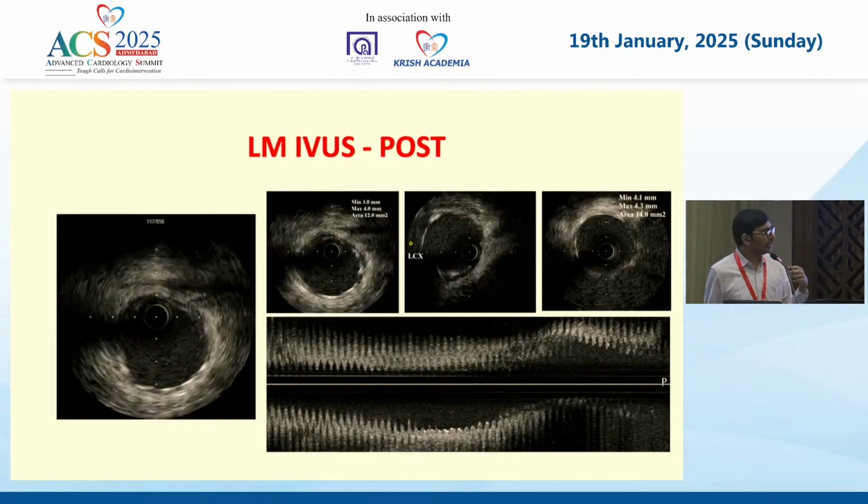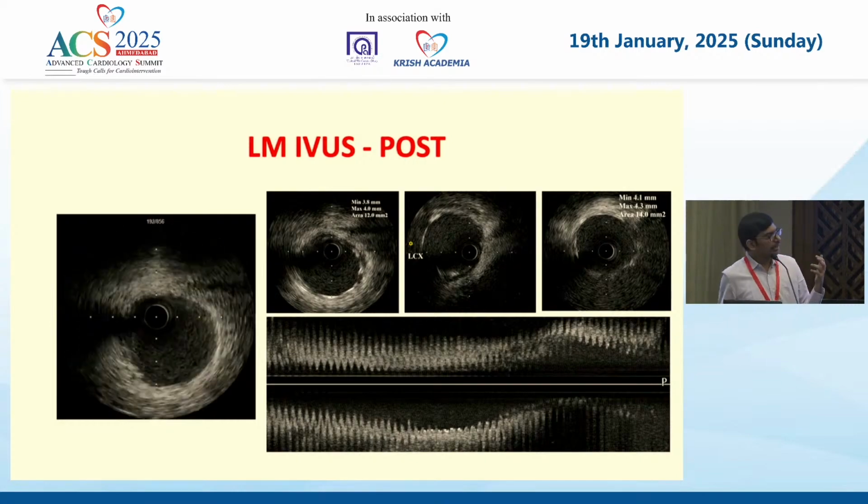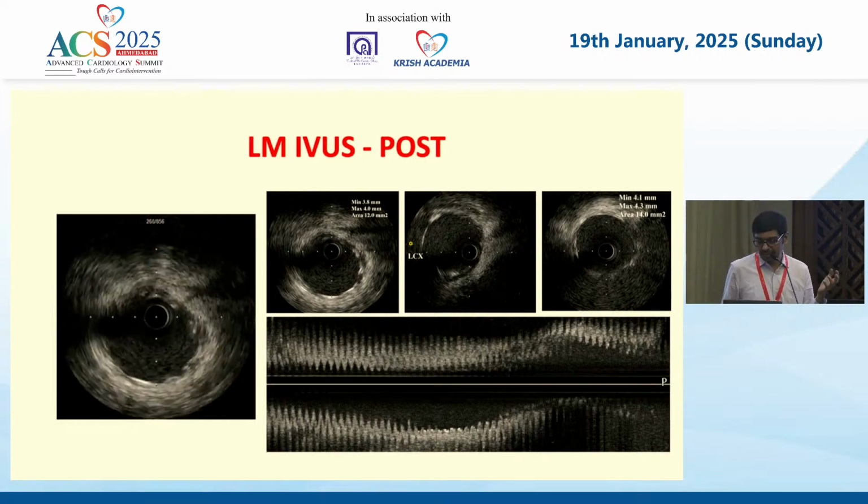and this is what the final images showed. So this is a significant left main compression produced by your enlarged dilated pulmonary artery.